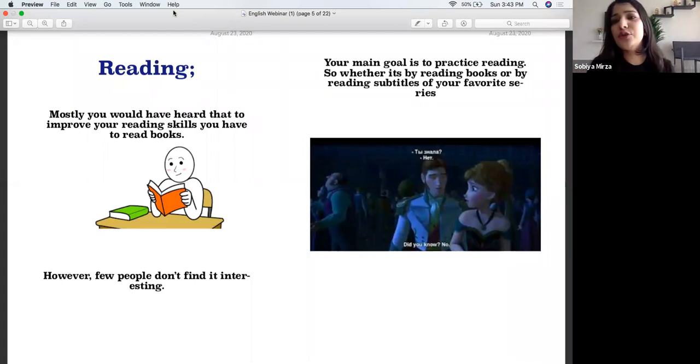I'm not telling you to learn vocabulary like that. Of course, it won't work like that. But slowly, you will reach that level of speaking.